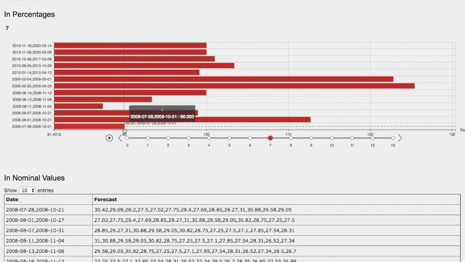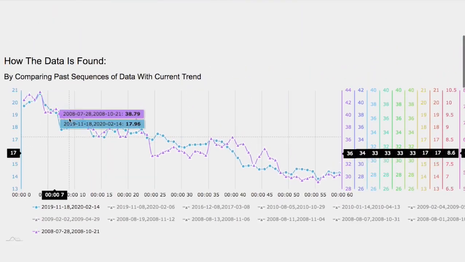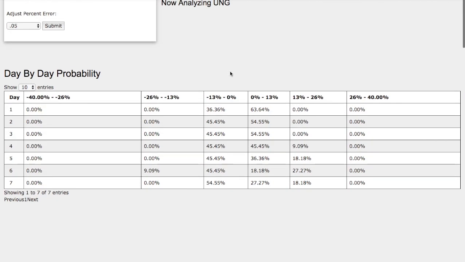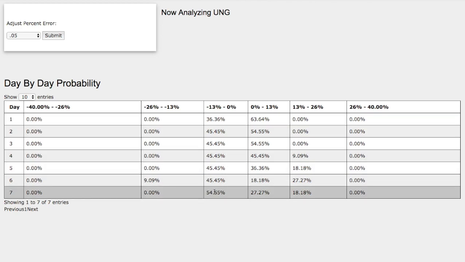Back then, natural gas continued to fall roughly 10%. If we head back to the day-by-day probability model, we see that it coincides with this standard deviation of 54%. So there's a slight favor to fall lower for natural gas in the next coming days.